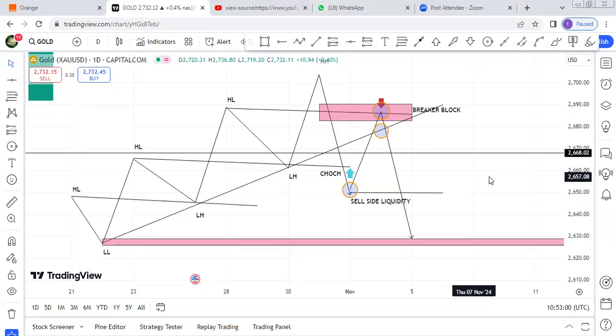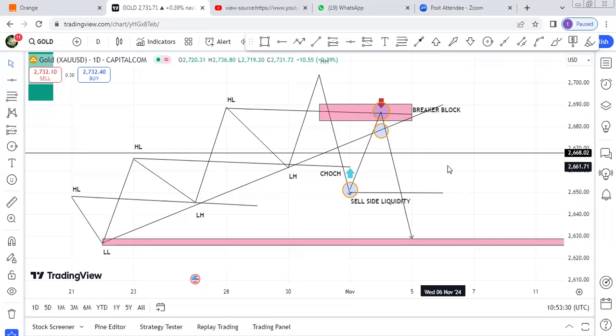Now, for the market to sell, it has to settle its premium level for it to give us a very nice sell. For it to buy, it has to give us a very nice discount, which is to sell below the 50% so that it can give us a nice buy. For it to sell, it has to be above the 50%, which is on that high, to go to the discount so that we can have a nice sell.